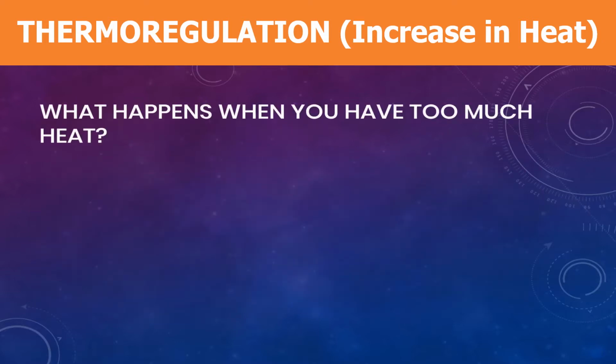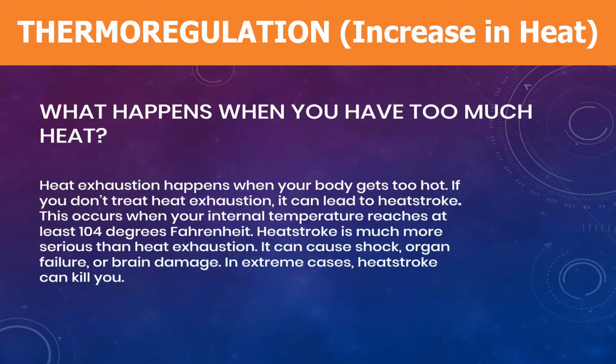Well, what happens when you have too much heat in your body? Heat exhaustion happens when your body gets too hot. If you don't treat heat exhaustion, it can lead to heat stroke. This occurs when your internal temperature reaches at least 104 degrees Fahrenheit. Heat stroke is much more serious than heat exhaustion. It can cause shock, organ failure, or brain damage. In extreme cases, heat stroke can kill you.